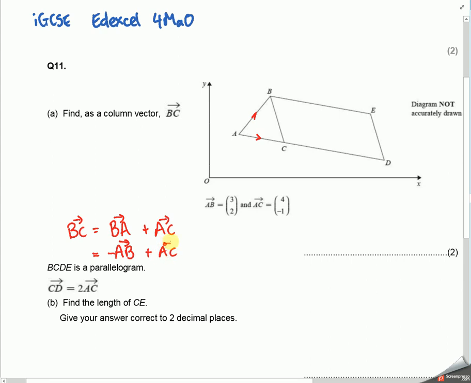So when I come to add these two vectors together, I am going to do minus AB, minus 3, minus 2. When you're adding vectors, remember they add in position. So we're going to add to it 4 and minus 1. And this gives me a resulting vector of 1, minus 3.